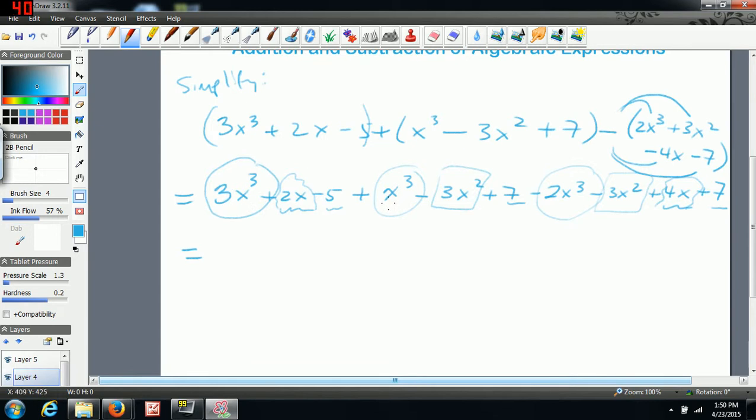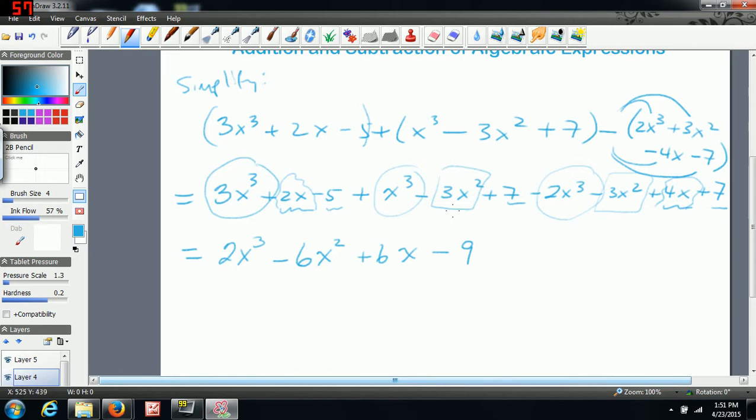So 3x cubed plus x cubed is 4x cubed minus 2x cubed, which is 2x cubed. And then you have negative 3x squared minus 3x squared, so that's negative 6x squared. And then you have 2x plus 4x, which is 6x. And then finally you have negative 5 plus 7 plus another 7, so that's 14 with negative 5, which is going to be negative 9. So as you can see, we do get a different answer, and that's because of the brackets. Okay, so that's how you would simplify something like this example right here.